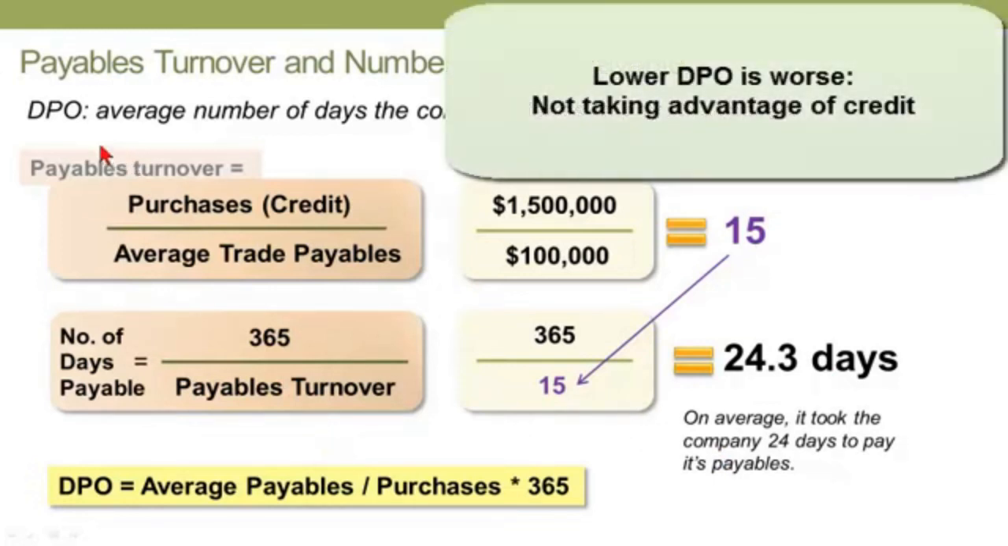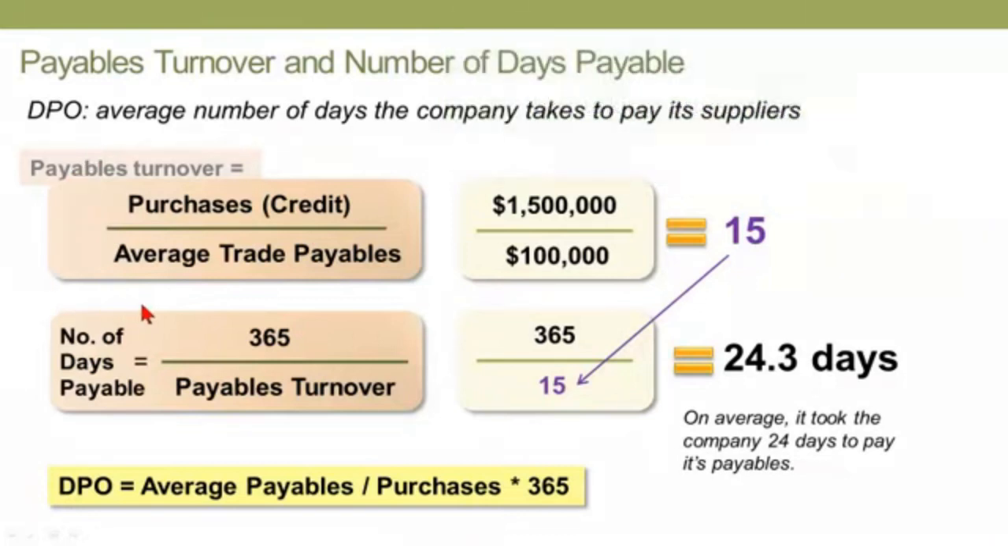Recall with DSO, or days sales outstanding, we on average prefer to see a low number, meaning the company's collecting its receivables quickly. DPO is the exact opposite. A low DPO is generally something we don't want to see, because that generally would indicate that the company's not taking advantage of the credit facilities that would be available to it.